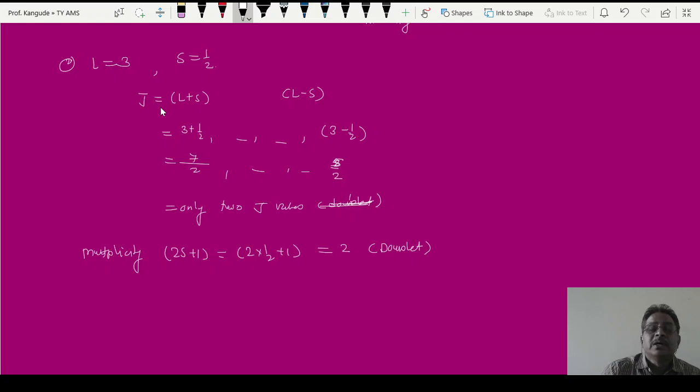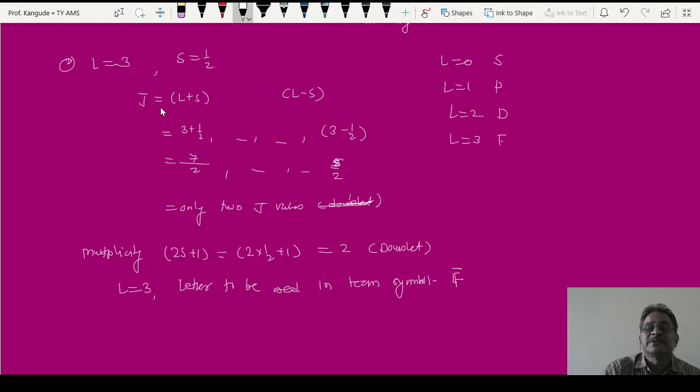Since L is equal to 3, we have to use capital F in the term symbol. Term symbol is capital F. See here, L equal to 0 is the S state, L equal to 1 is the P state, L equal to 2 is the D state, L equal to 3 is the F state. So this is the F state, multiplicity is 2, and there are two J values available.